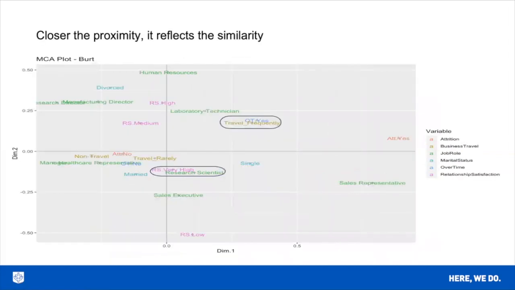Now on the second slide, closer proximity reflects similarity between categorical values. For example, this group and this group. And this set of groups reflects similarity to attrition, as opposed to these groups on the opposite end, which show dissimilarity with attrition of being yes.